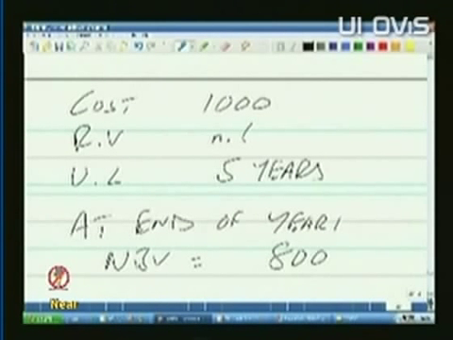Now, I can see all your heads and all your faces, so I want to see lots of smiles and lots of nods if you agree with that 800. Okay, everyone happy with that? 800 is the net book value at the end of the first year. Excellent, seeing a few nods, brilliant.